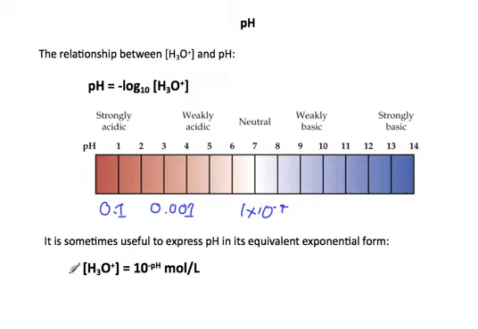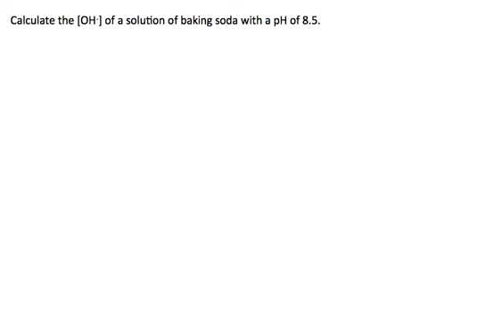The other useful equation is the calculation of hydronium ion given a pH. So hydronium ion concentration equals 10 to the negative pH, and that gives you a concentration in moles per liter. So let's use this information. We can do a quick little calculation. Calculate hydroxide ion concentration of a solution of baking soda with a pH of 8.5.